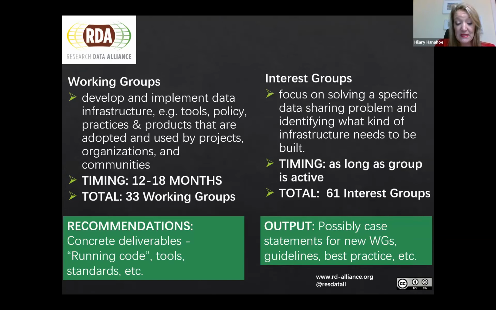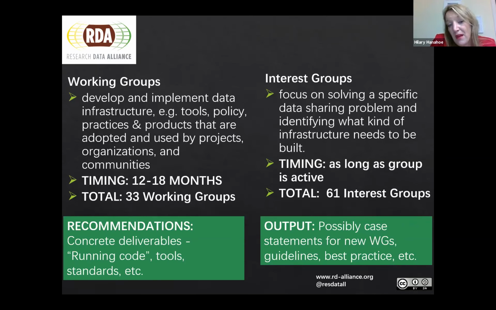In terms of the working groups, they develop and implement data infrastructure. So for example, things like tools or policy, practices and products that are used and hopefully adopted by projects and organizations and communities across the globe. They run for, we say, 12 to 18 months, but to be honest, sometimes a little bit longer. At the moment, we have 33 different working groups, and there is a classification of them in the RDA in a nutshell presentation that we make available on a monthly basis through the communications kit or about RDA area of the website.